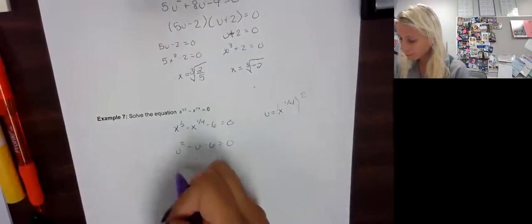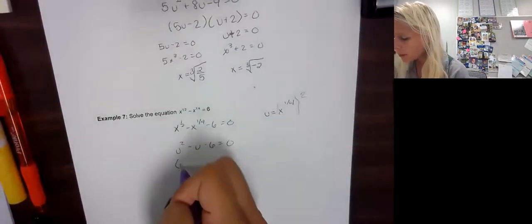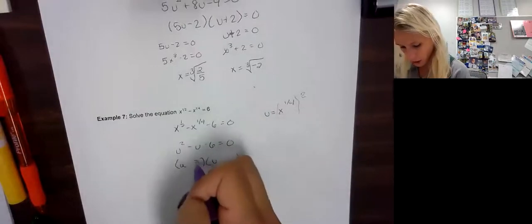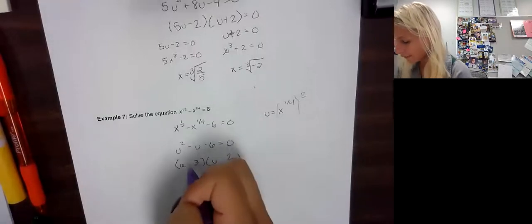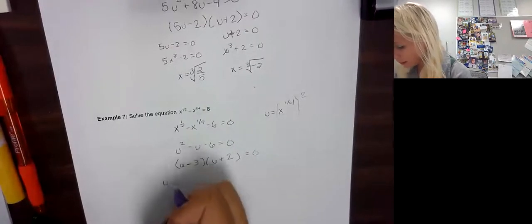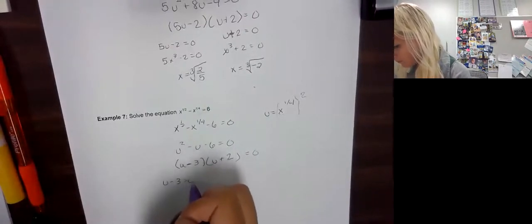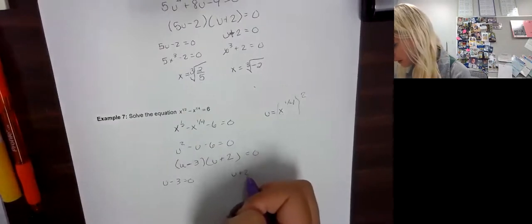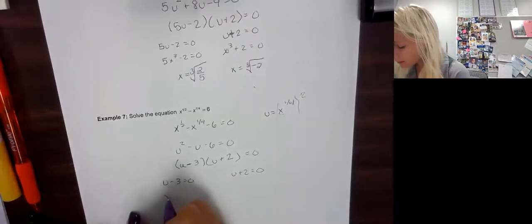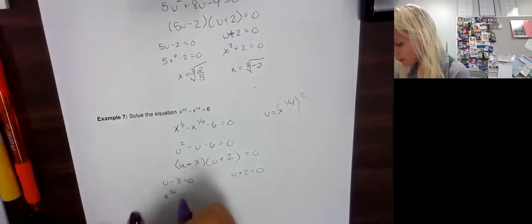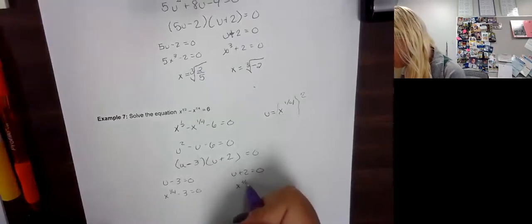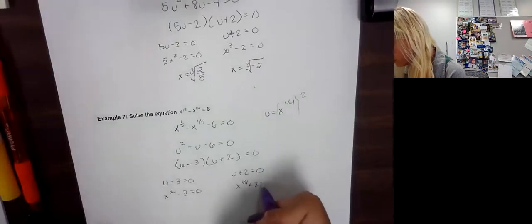Now I can factor it. What two numbers multiply to give you -6 but add to give you -1? That would be 3 and 2. But it's a negative u, so it's -3 plus 2. Again, I'm going to separate it. u minus 3 equals 0. u plus 2 equals 0. Substitute back in before you solve, guys. So this is x to the 1/4 minus 3 equals 0. This is x to the 1/4 plus 2 equals 0.